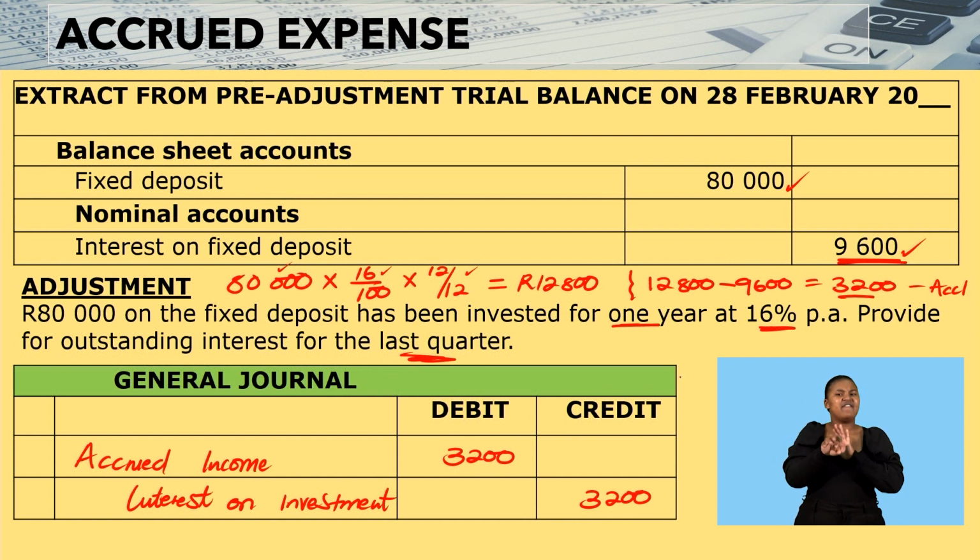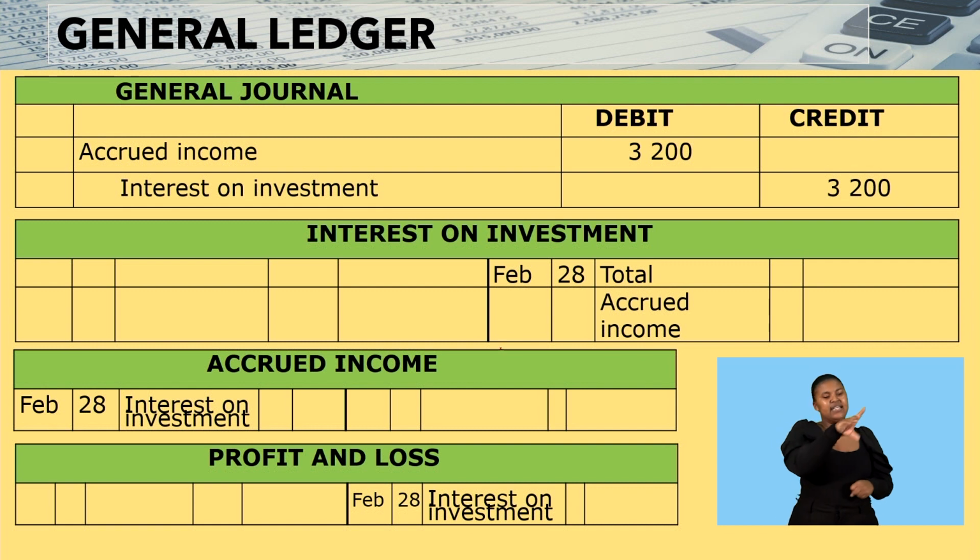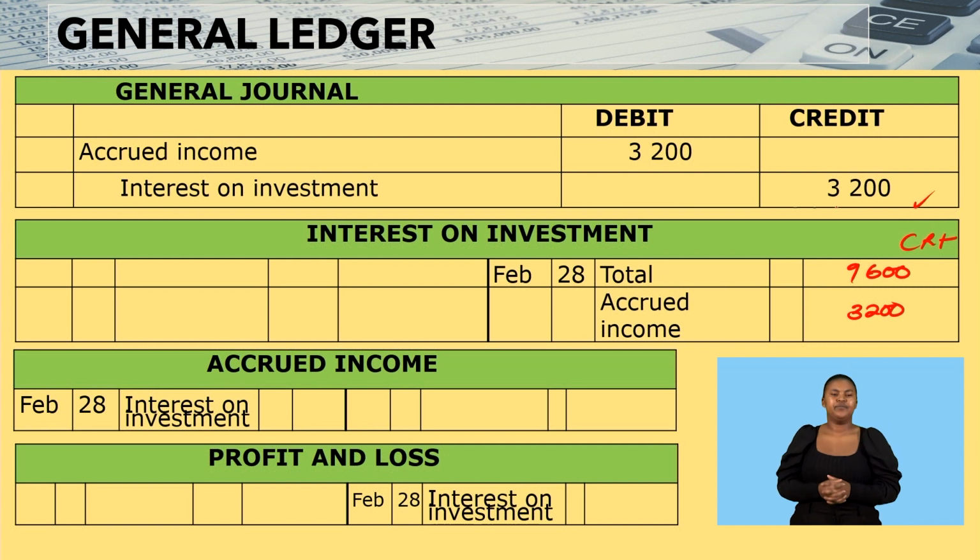Once you have completed your general journal, it therefore becomes easy for you to complete your general ledger. In the general ledger, the interest on investment is an income account, so it will increase on the credit side. So we have the total from the trial balance, which was 9,600. You remember that one? The one for the other quarters that we've already received. However, we have interest for the last quarter that was not received, so that is accrued income. And we come to our interest on investment, then we credit it with 3,200, as you see here. Therefore, it means we debit our accrued income with 3,200 over here.